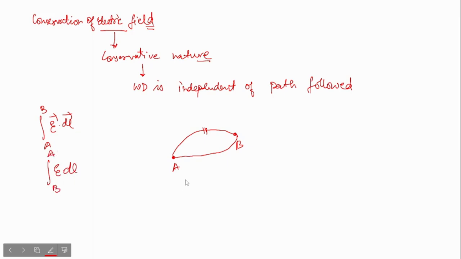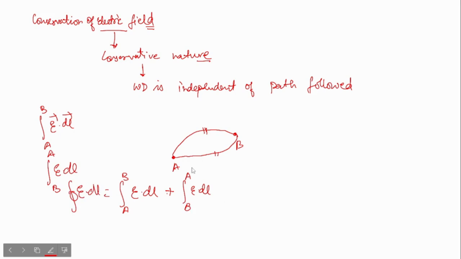So the total line integral along the closed path will be what? The sum of A to B and the sum of B to A. That means we need to add these two. It will be E dot dl from A to B plus E dot dl from B to A. This is the line integral around the closed path.